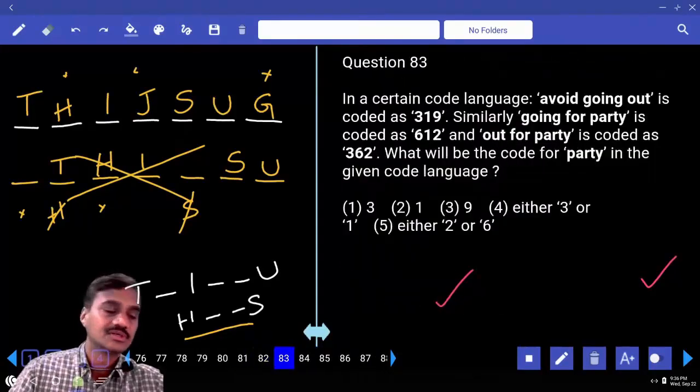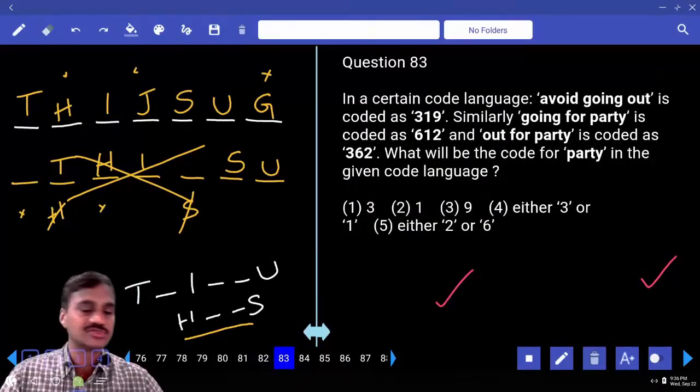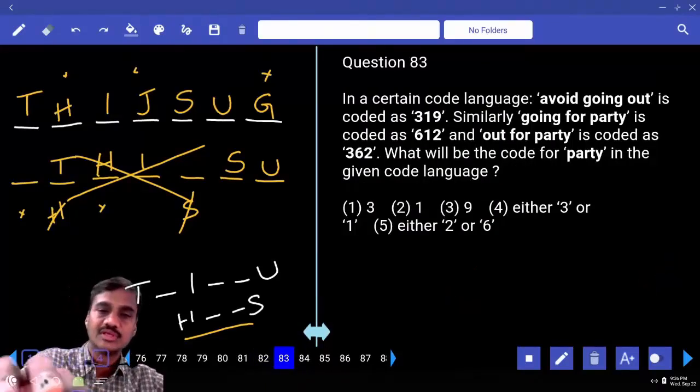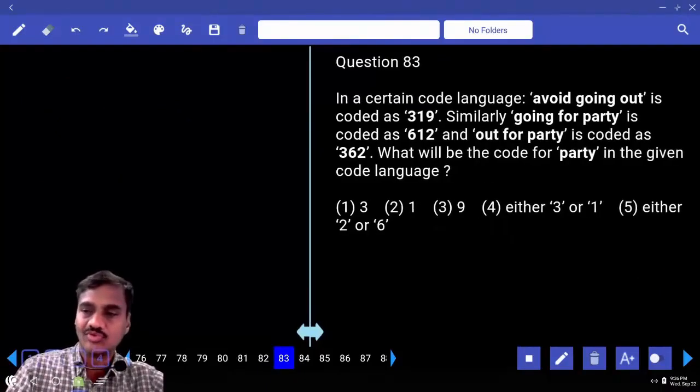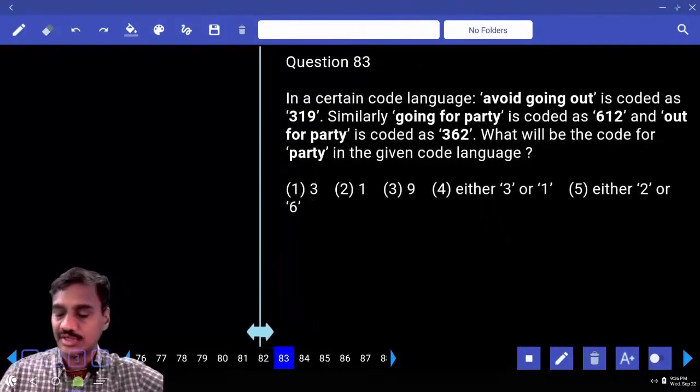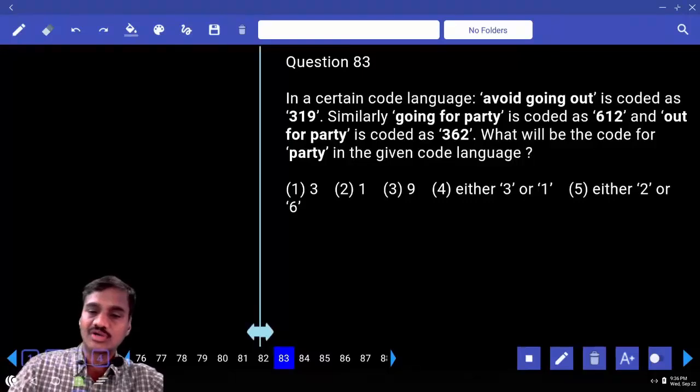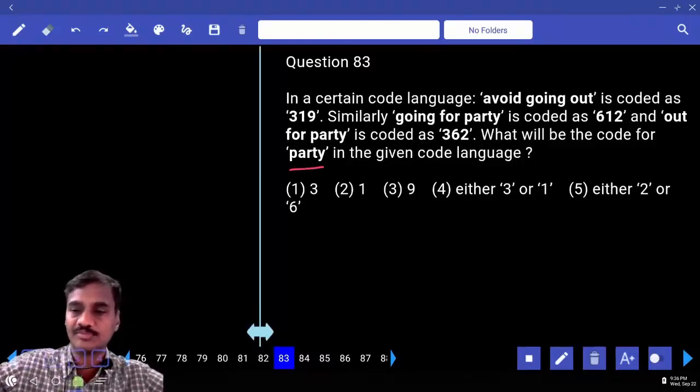Done with this? Then 83 onwards, only one question is given based on coding and decoding. In a certain code language, avoid going out is coded as so and so. What will be the code for the word party?